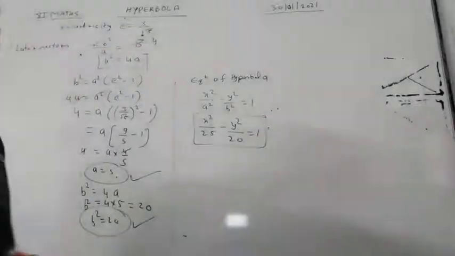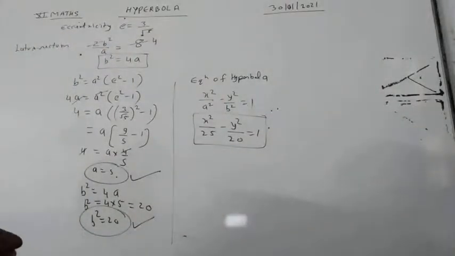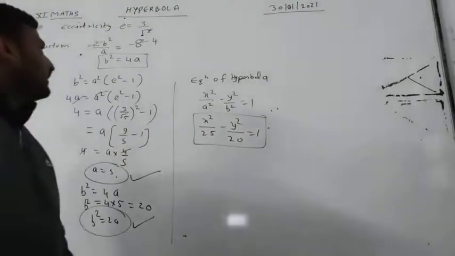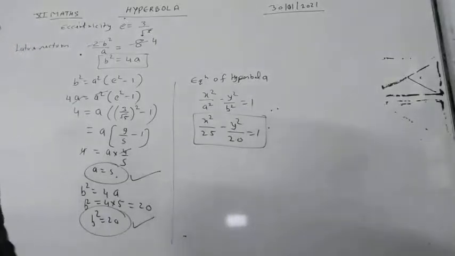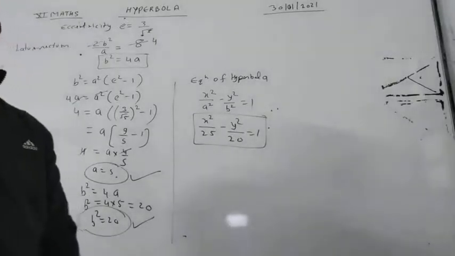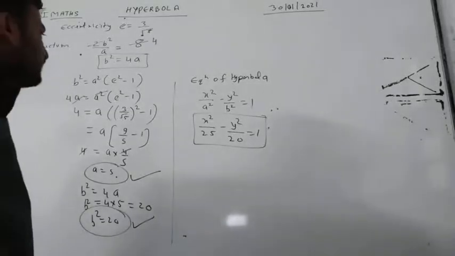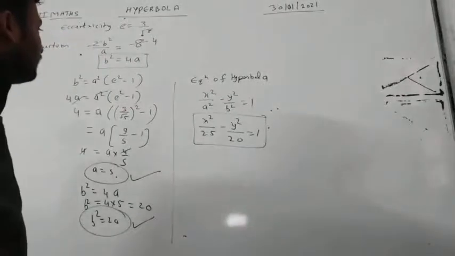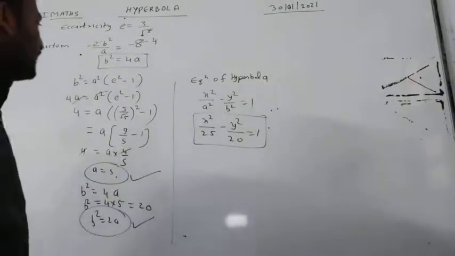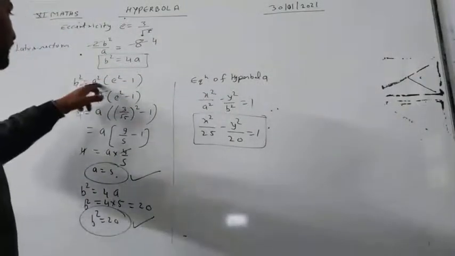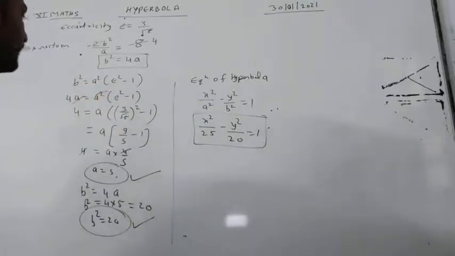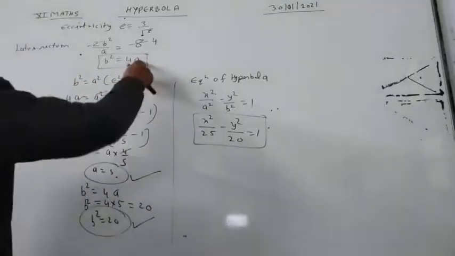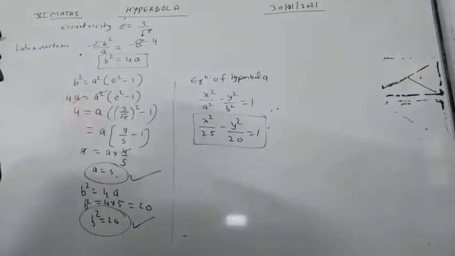Okay, students, I hope you understand what is given in this question. We are given eccentricity, which is 3 by root 5, and latus rectum, which is 8. Now we know the formula of latus rectum, which is equal to 2b square by a. So when we put the value, we get b square is equal to 4a. So b square is equal to a square times e square minus 1, students.